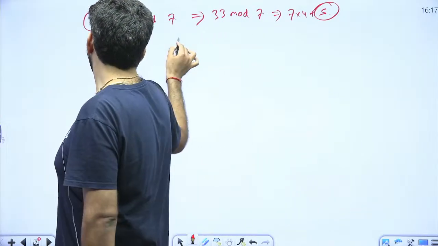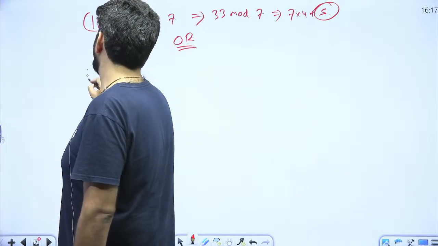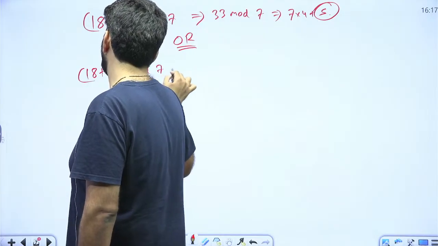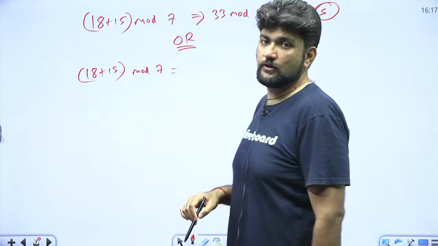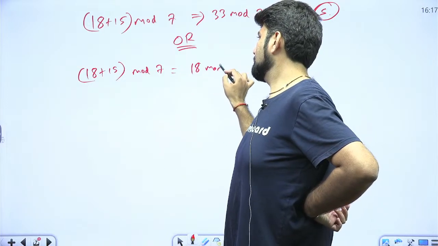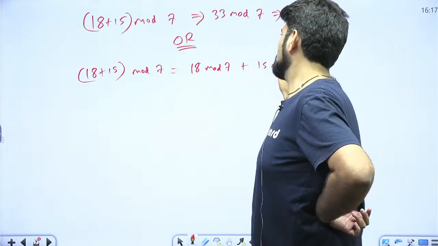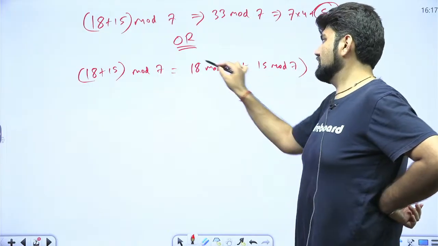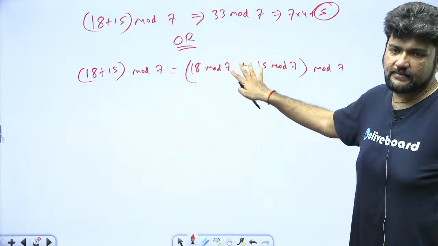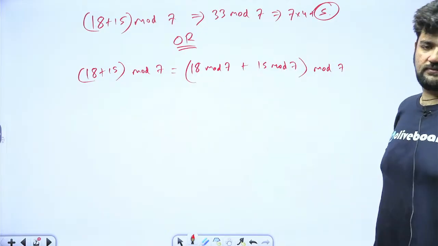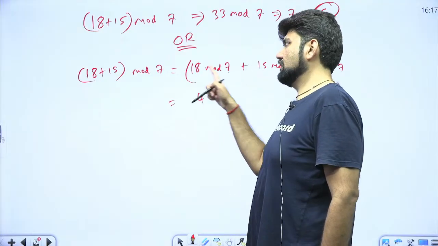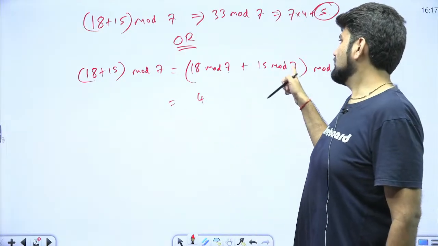What if I wanted to use a different method, the one I told you about here? 18 plus 15 mod 7. If these were large numbers and it was difficult to divide them, I could write this as 18 mod 7 plus 15 mod 7. And if the sum is greater than 7, I'll have to take another mod 7. This is important only if the sum is greater than 7. If the sum is less than 7, then it's useless. So 18 mod 7, you'll quickly say it is 4, since 7 into 2 is 14. And again it is 1.